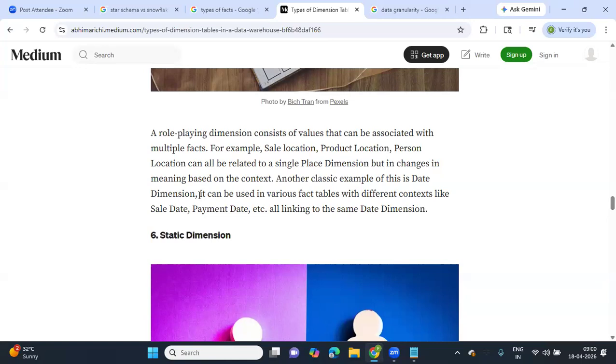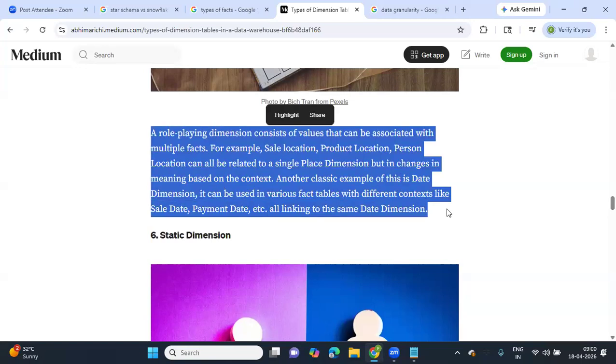So if we are referring to the date in the orders table, it refers to the order date. If we are referring to that date in the shipment table, shipment means the delivery, so it refers to the delivery date. If it is referred to in the employee table, employee means the delivery boy of the Amazon orders, that date becomes the hiring date of that employee. So it is changing its meaning depending on the context. The same dimension playing multiple roles, that is called the role playing dimension.